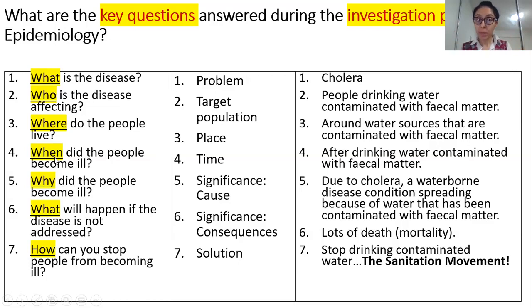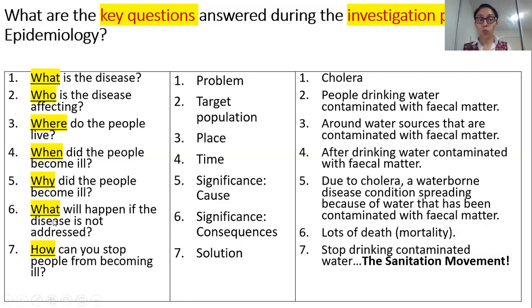Then when did the people become sick? Which is the time. So after drinking the contaminated water, they became sick. Why did the people become sick? Now, when we talk about why, we are talking about in terms of significance. Why meaning the cause. And now we know why they became sick. They became sick because they were suffering from cholera, which is a waterborne infectious disease, which has spread because of drinking contaminated fecal water.